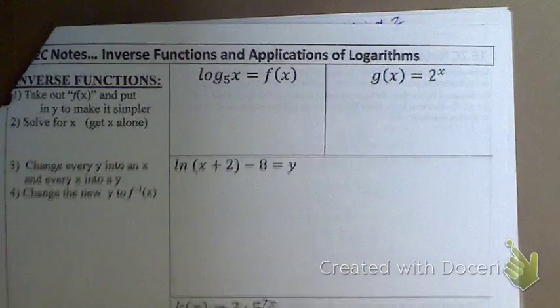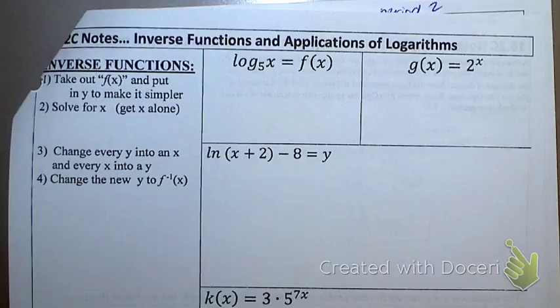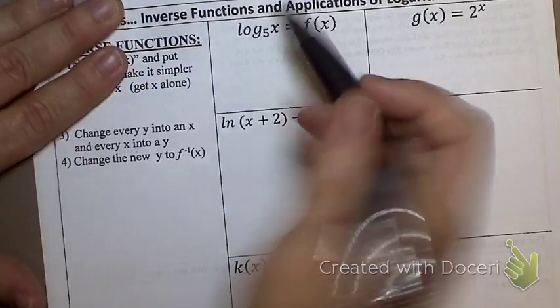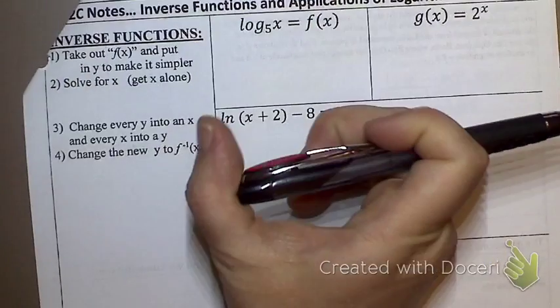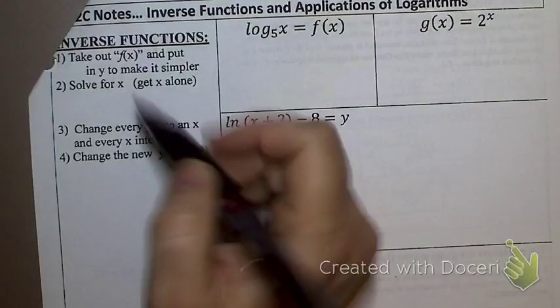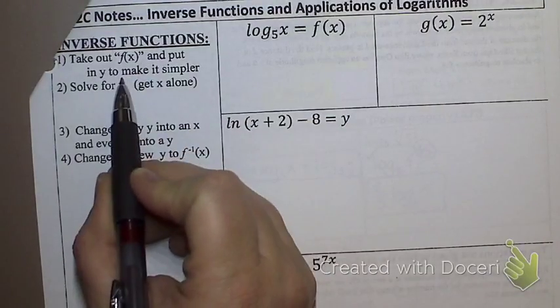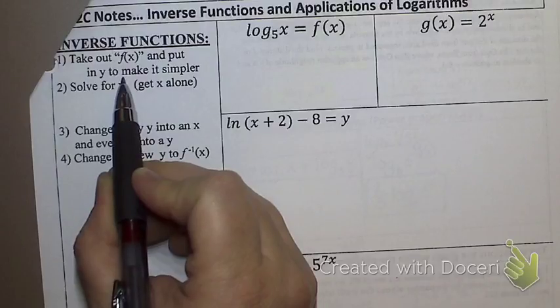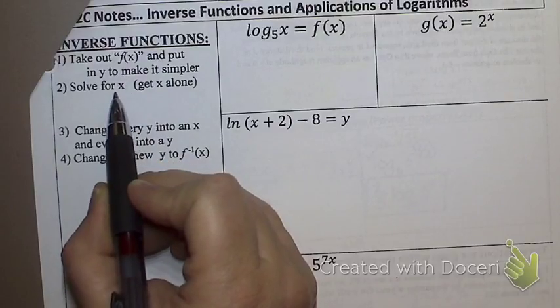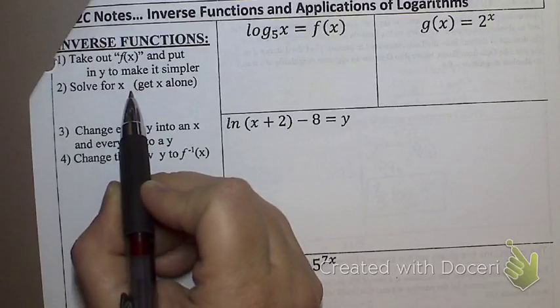So let's look at this inverses thing. We've done inverses before, a long time ago, like first semester. There are 4 important steps to remember. Step 1, take out the f of x and change it to y. Seems easy enough, right? Step 2 is solve for x, get x alone. That's going to be the step that takes the most work usually.